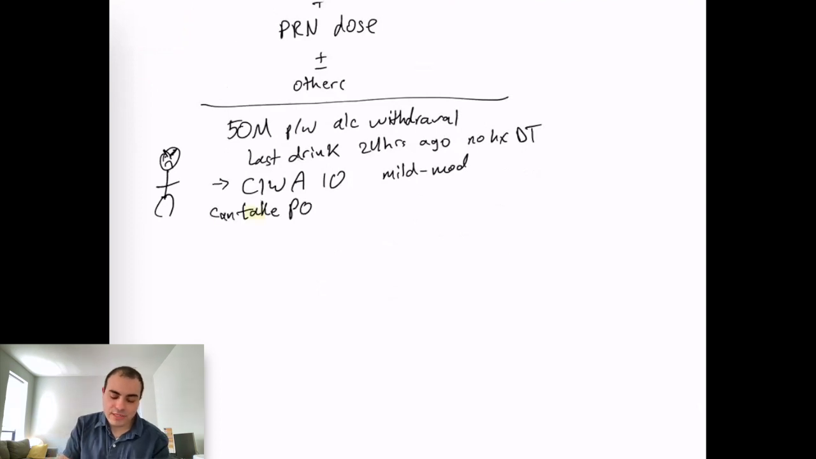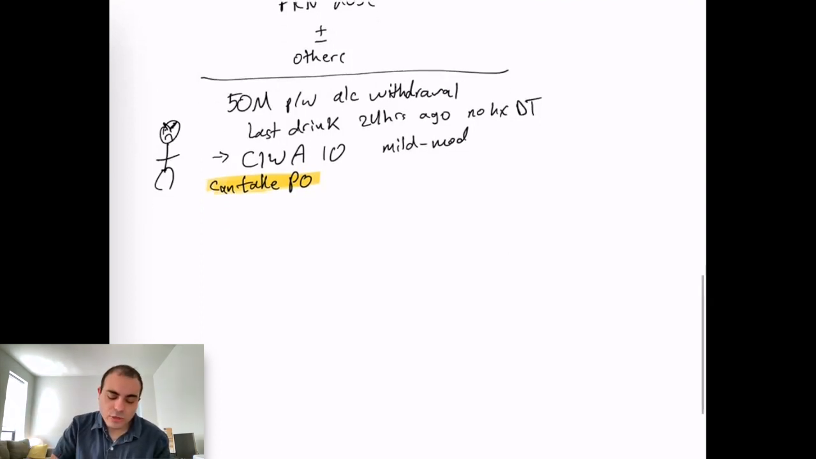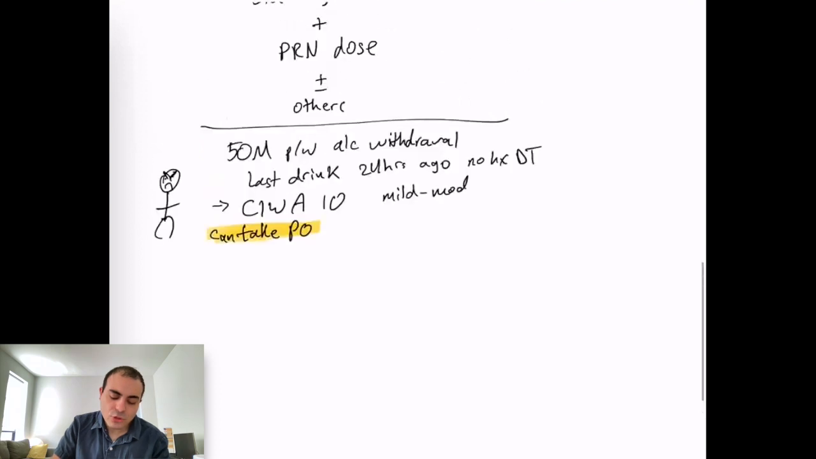That's really important to assess, because a lot of people who have alcohol withdrawal might show up comatose, or they're not awake, they're intubated. You can't give them PO. So this guy can take PO. So what do you think?